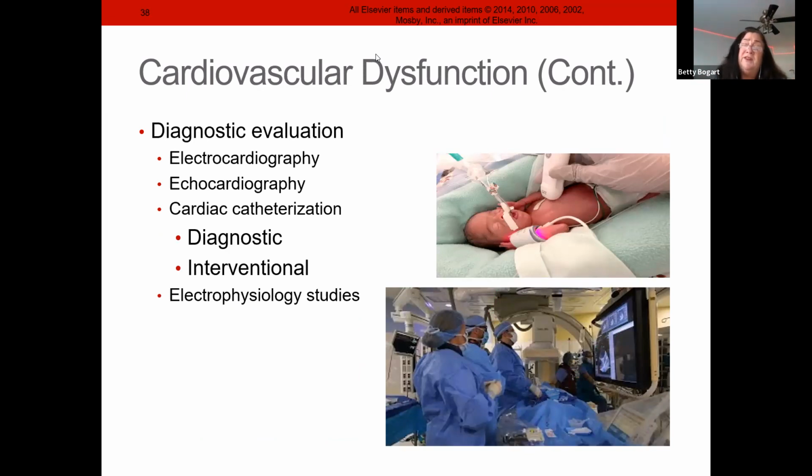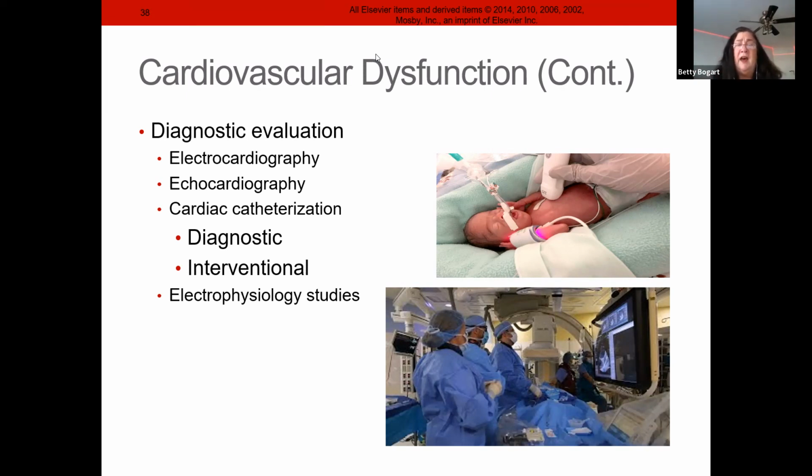And then if we're suspecting something, we're going to do an echocardiogram. Once we do an echocardiogram and we see something that could be a congenital cardiac defect, we're going to schedule them for a cardiac catheterization. And we're going to do it to diagnose what's going on. Usually it's not an interventional procedure at that point. Usually it's just to get more information to determine the best thing to do for this child.